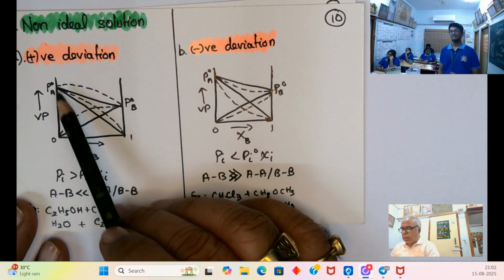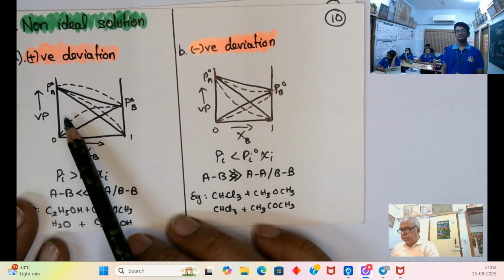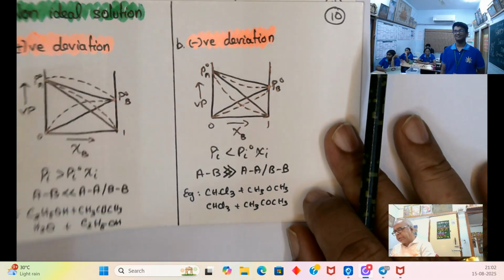Non-ideal solution. In that we are going to see positive deviation and negative deviation. This is a positive deviation. This is a negative deviation of the mixture.